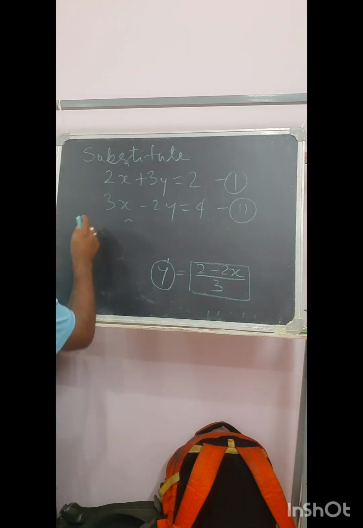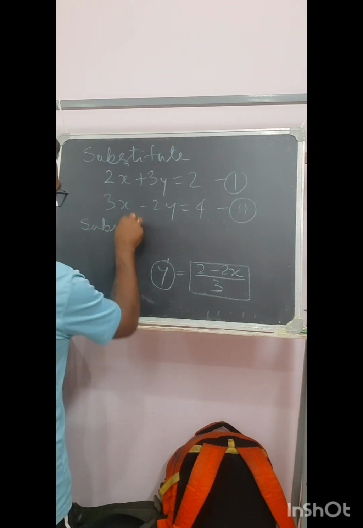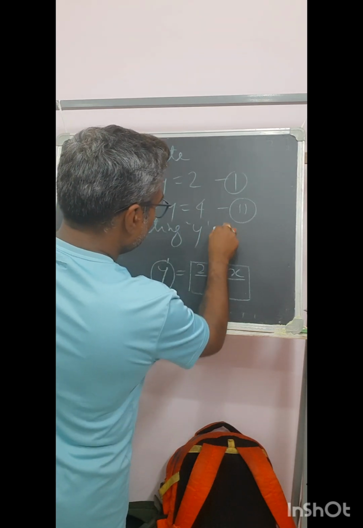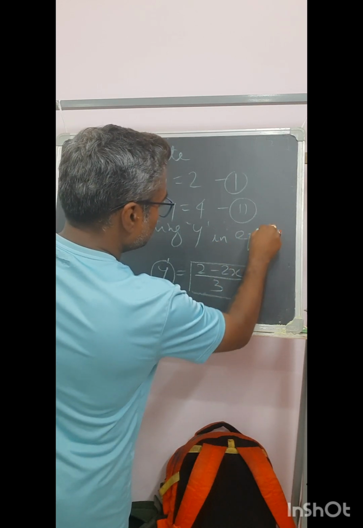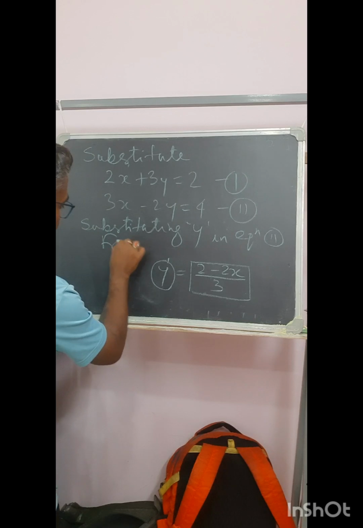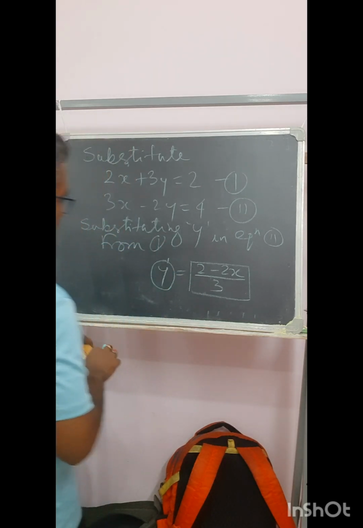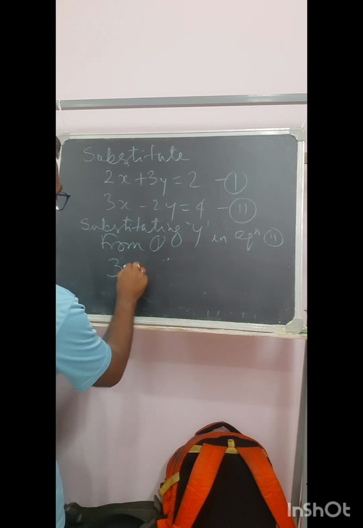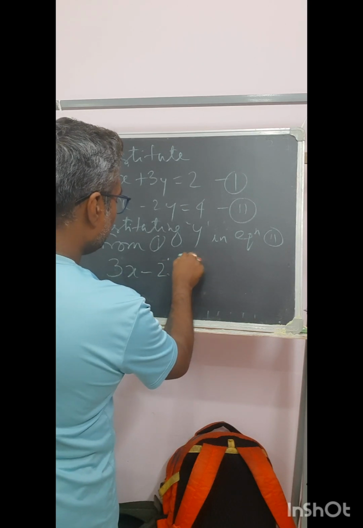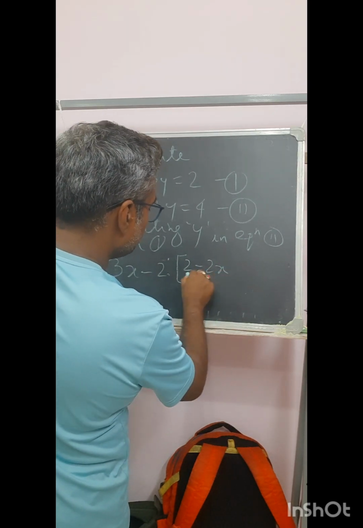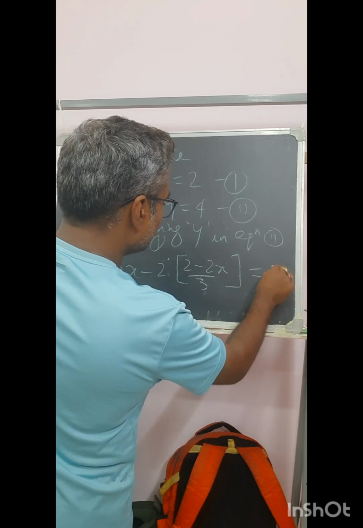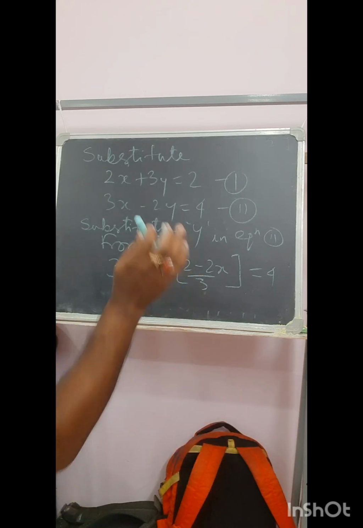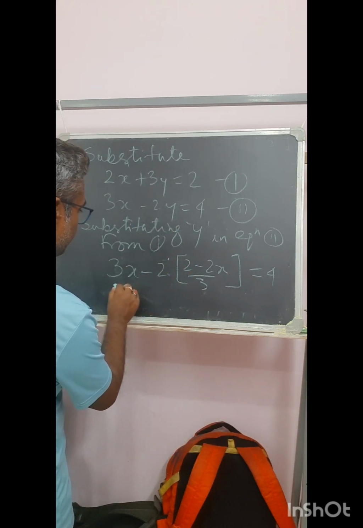So my next step would be substituting y in equation 2 from equation 1. This I have got from here, so I will substitute it into equation 2. My substitution will bring this form: 3x minus 2 times (2 minus 2x) by 3 is equal to 4. Now you can see the second equation turns into one variable, x, by substituting the other variable. So it will be very easy for me to calculate.